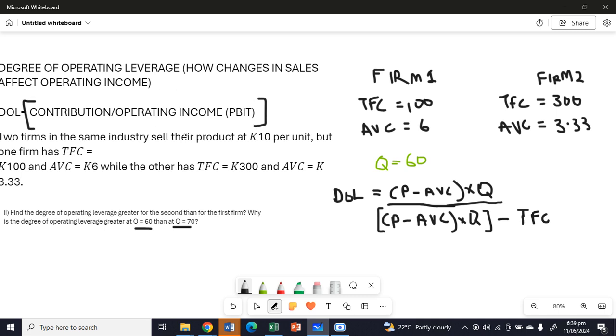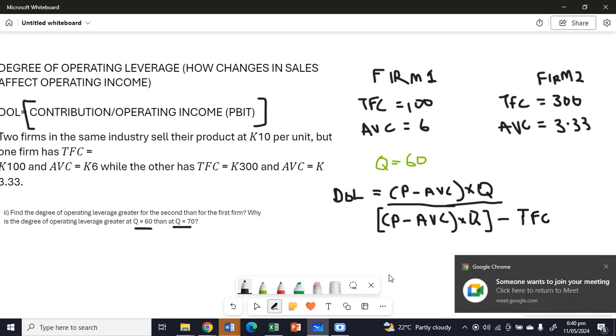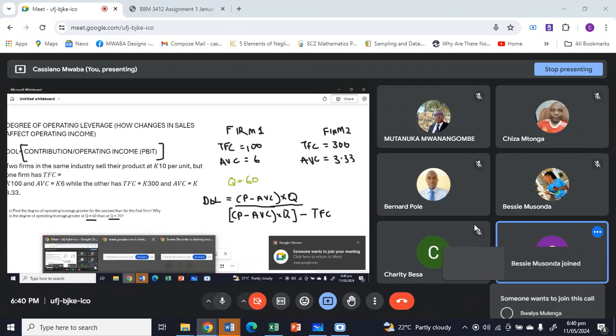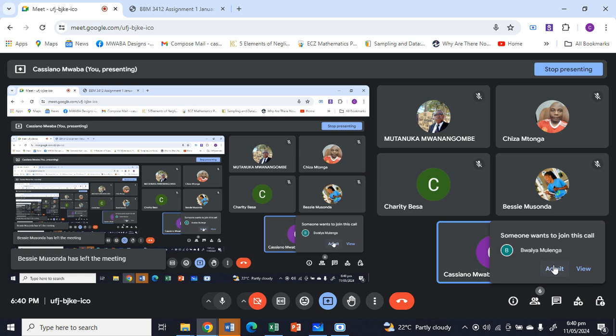So since we've been given the selling price per unit and the average variable cost per unit, that's why I put P minus ABC, which will give the contribution per unit. And if you want to get the overall contribution, you multiply by the quantity. And then if you want to get the operating income, you subtract the total fixed costs from the total contribution. I hope we are okay there. If you've got any questions, please ask.